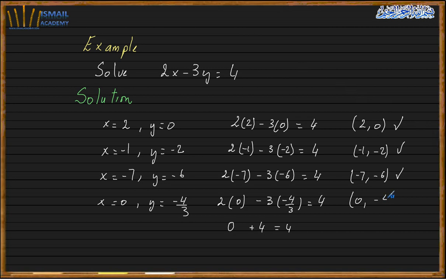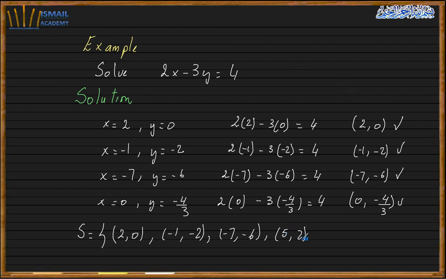As you see, we don't have only one solution, we have infinitely many solutions. My set of solutions will be these ordered pairs: (2, 0), (minus 1, minus 2), (minus 7, minus 6), and (0, minus 4 thirds). You see, we don't have one or two, it's infinite.